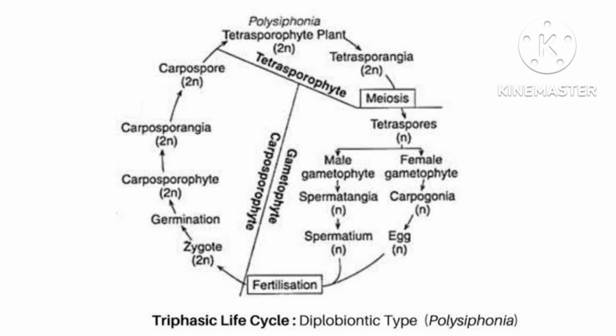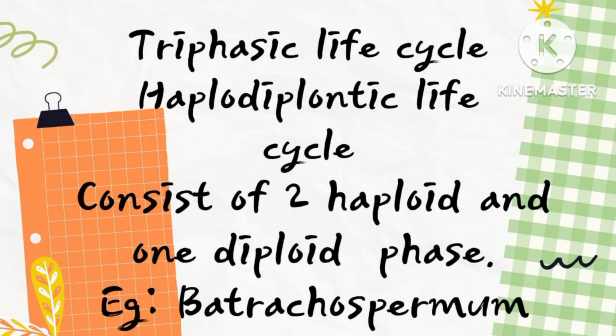Carpospores in turn germinate into tetrasporophyte, which undergoes meiosis to produce haploid tetraspores, which germinate into gametophyte. Thus, in Polysiphonia, we have two diploid phases, carposporophyte and tetrasporophyte, separated by the haploid gametophytic stage.